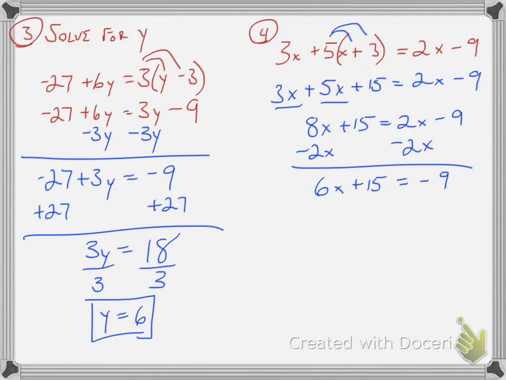Make sure that subtraction sign stays there. It doesn't go away. That's one mistake that I'll see, is people will just put 9 there, but the negative sign stays with it. Okay, now I have all my x's on the left side.